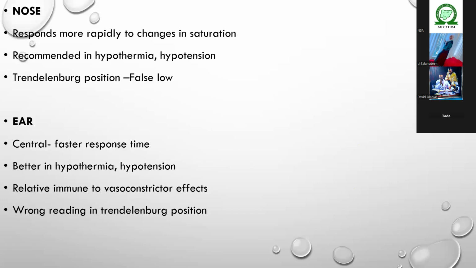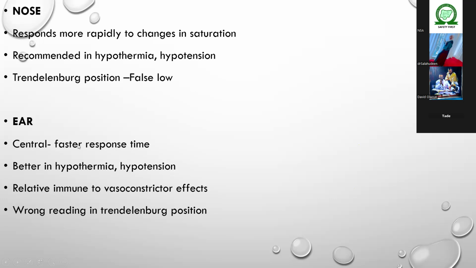So then for the nose, this responds rapidly to changes in saturation when the pulse oximeter is placed on the nose, because the nose is part of the central part of the body and is recommended in hypothermia and hypotension. Then Trendelenburg position can give a false low due to venous engorgement. So we have more venous blood pulled down to the face, to the head, in the Trendelenburg position. And the venous blood has more reduced hemoglobin, so the ratio of that reduced hemoglobin will overshadow the arterial one, so it will give us a false low SpO2.